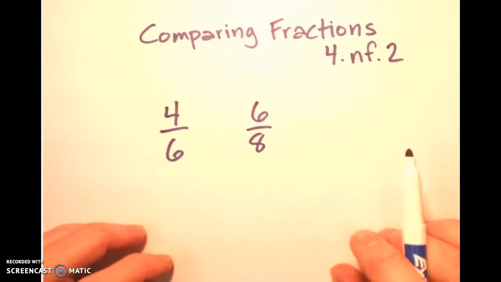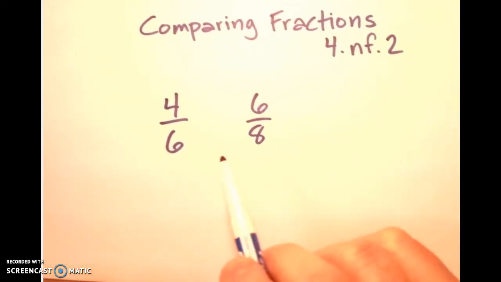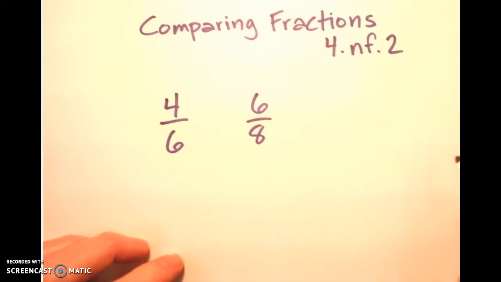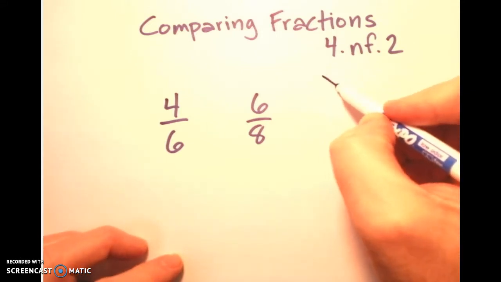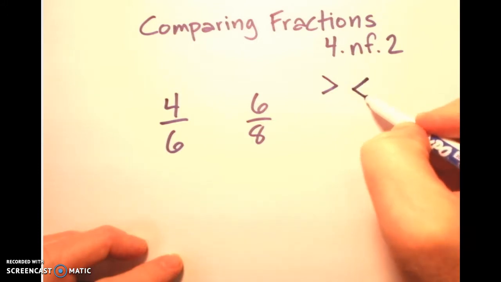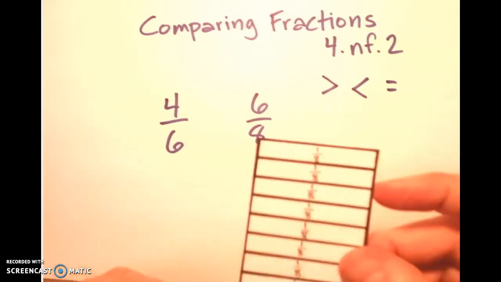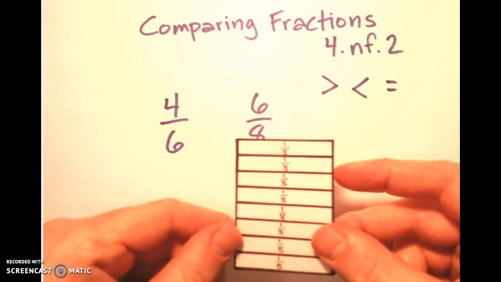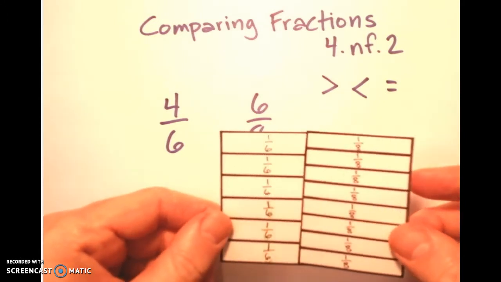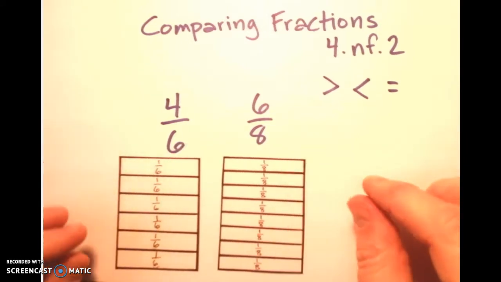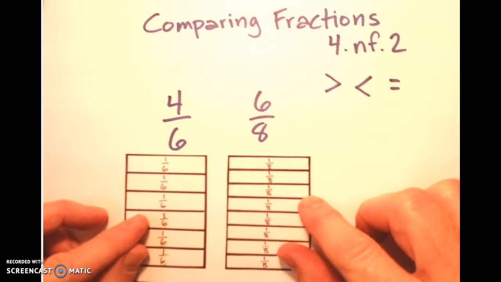You can see in this particular equation we don't have like numerators or like denominators, and our goal is to eventually determine which one is either greater than the other, less than the other, or if they are equal to one another. So first thing I want to do is show a model, how we can solve this by using a model. I've made a couple of rectangles here, one that is divided into eighths, the other identically sized divided into sixths. So I can lay these here as such so that they can be side by side.